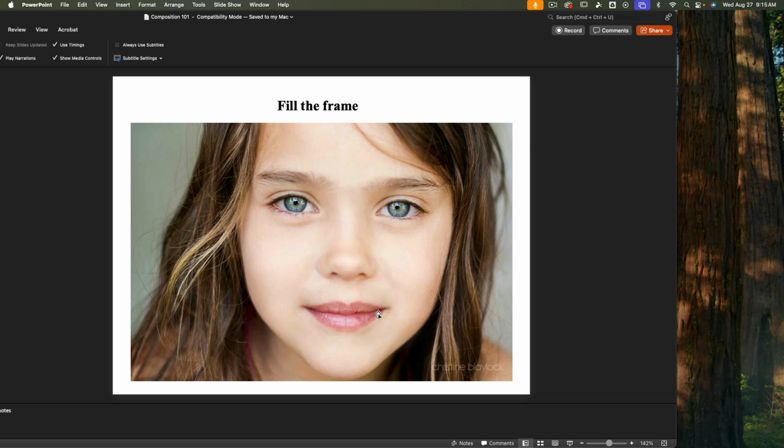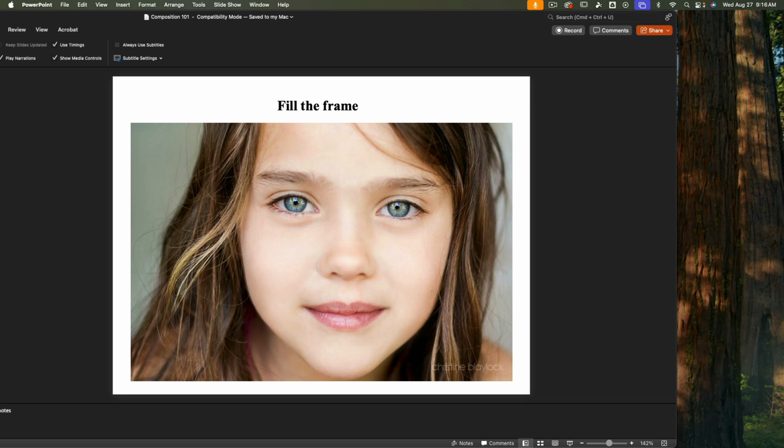Next composition is called fill the frame. Again, I'm going to make sure that you have all this in your notes when I check. So we have rule of thirds, we have fill the frame. Now this is where you have your subject in your photo and you don't see the beginning or end of them. You just see them in the entire frame.